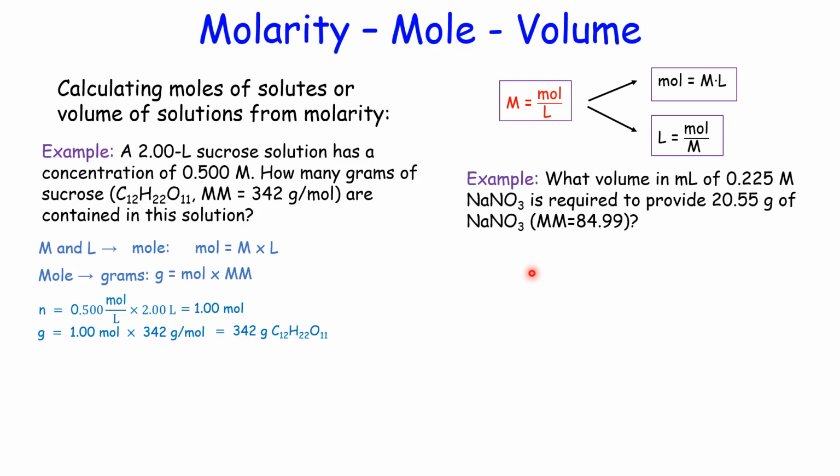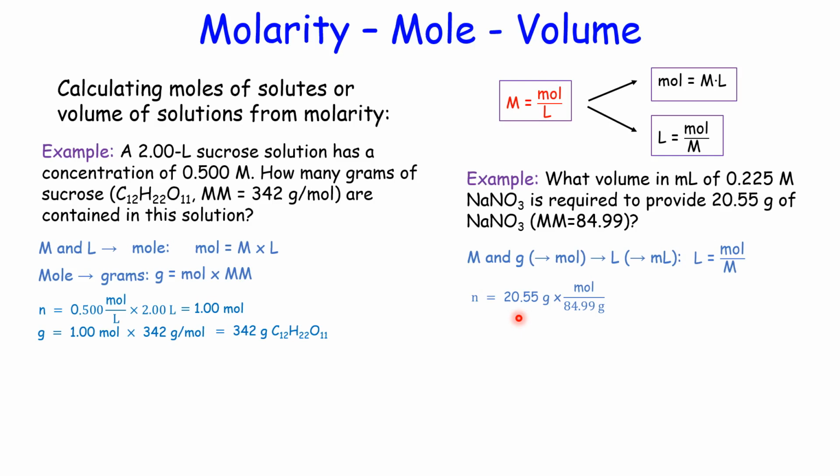Now let's take a look at the second example. What volume in milliliters of 0.225 molar sodium nitrate is required to provide 20.55 grams of sodium nitrate? Okay, what do we know? We do know molarity, so the molarity is given. And we do know the mass. Mass is given. But from mass, we should be able to find out the moles. So therefore, we do know molarity and moles. If we know molarity and moles, we should be able to calculate liters. All right? So once we know liters, we can further convert liters to milliliters. So this is the strategy for solving this problem.